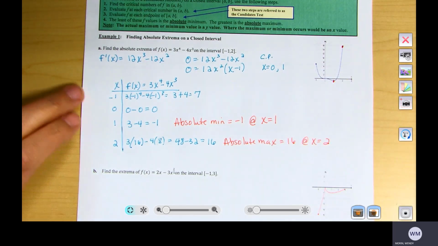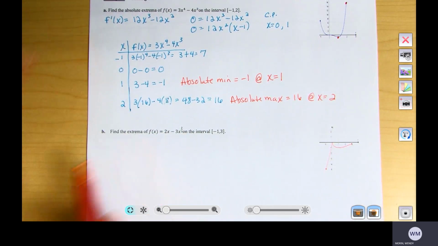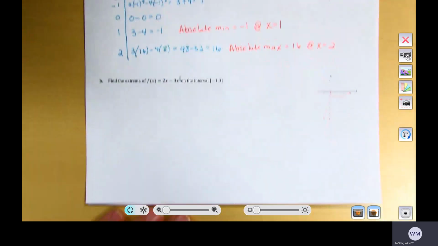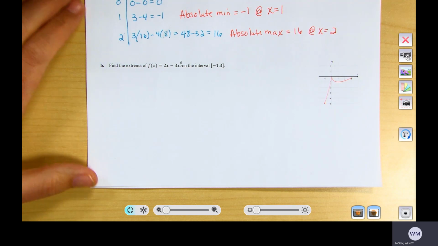Okay, so let's take a look at the next one. Find the extrema. Okay, again, find the extrema. They are referring to the absolute extrema. When they say find the max or find the min, people will say, well, I didn't know if they wanted the absolute or the relative. If it doesn't say relative, they want the absolute.